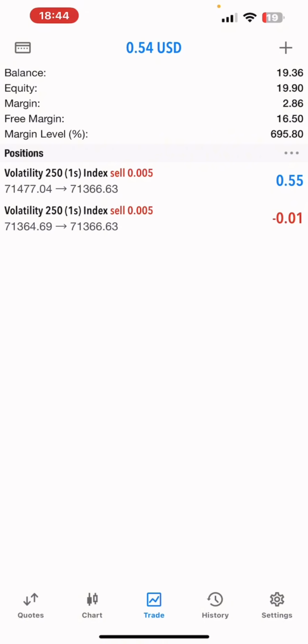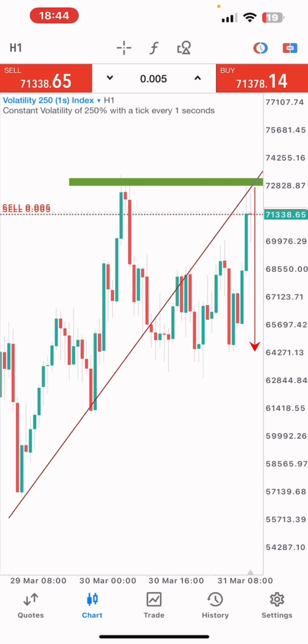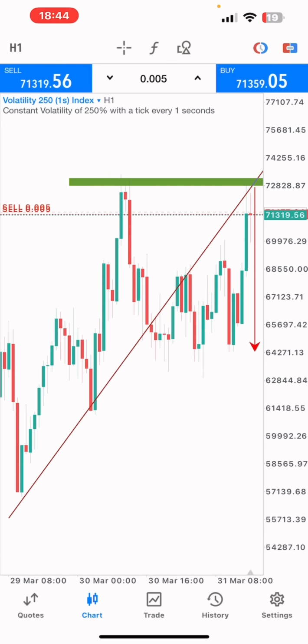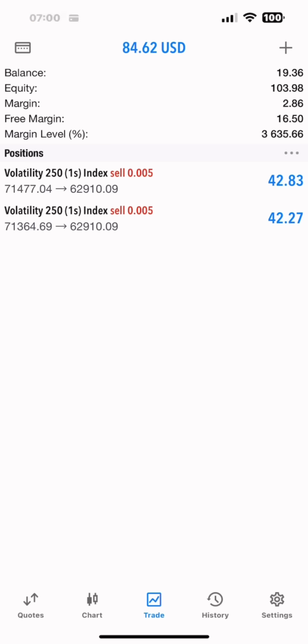Let's hope it is going to go according to the way I've analyzed. I'm anticipating it to go all the way down, the confirmation confirmed, and there's no reason to wait. A few moments later.